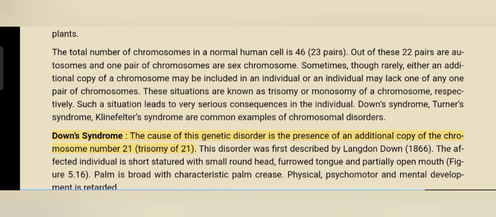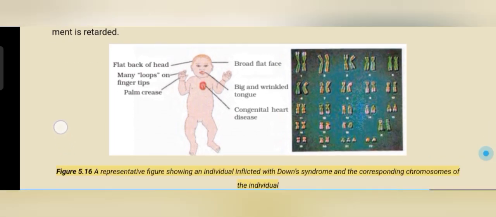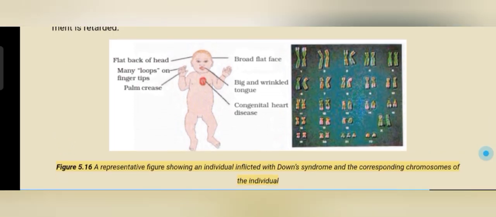Down syndrome. The cause of this genetic disorder is the presence of an additional copy of chromosome number 21, trisomy of 21. This disorder was first described by Langdon Down, 1866. The affected individual is short-statured with small round head, furrowed tongue and partially open mouth, Figure 5.16. Palm is broad with characteristic palm crease. Physical, psychomotor and mental development is retarded. Figure 5.16, a representative figure showing an individual afflicted with Down syndrome and the corresponding chromosomes of the individual.